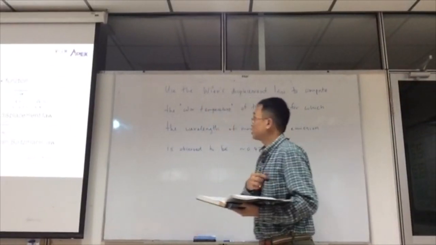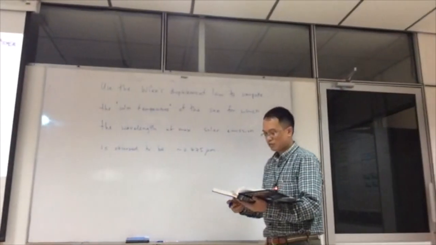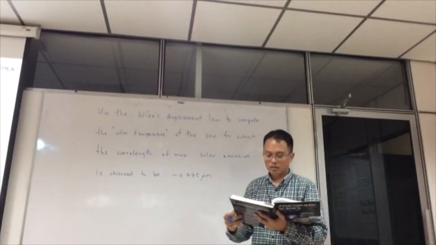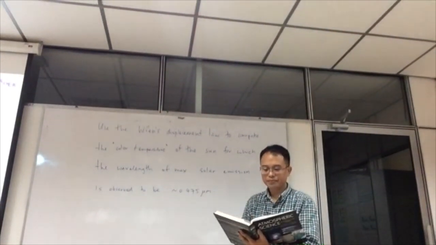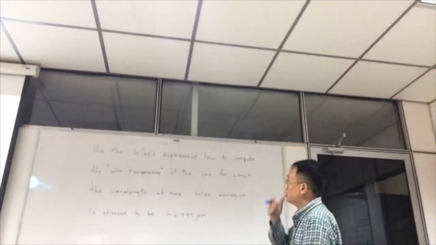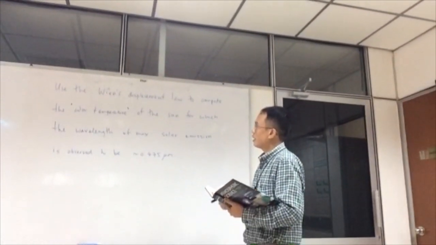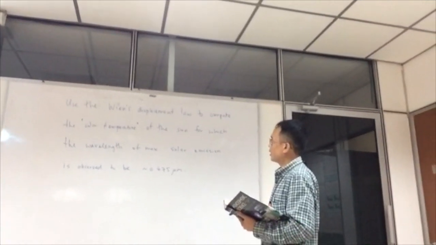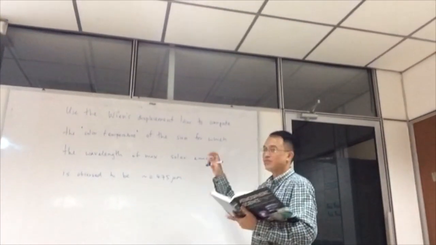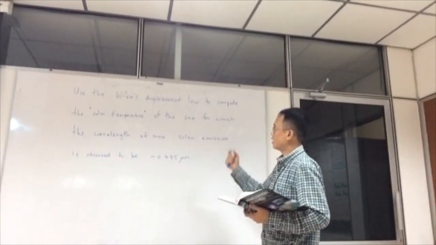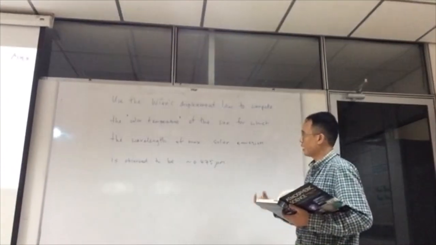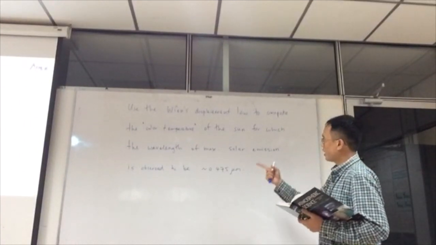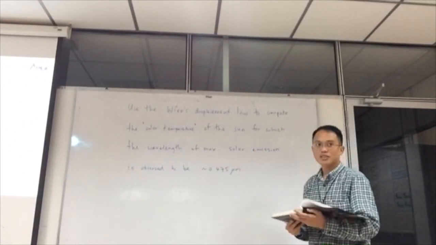Now, this example is interesting. It comes from this Wallace book. It's directly lifted off of this book, so the solution is also there. So this example asks us to use Wien's displacement law to calculate the color temperature, in inverted commas, of the sun. That means you want to find or guess the temperature of the sun, for which the wavelength of maximum solar emission.